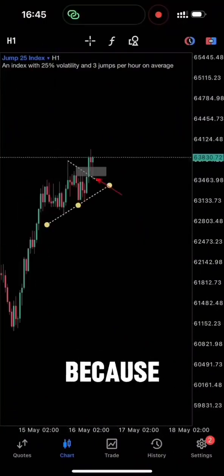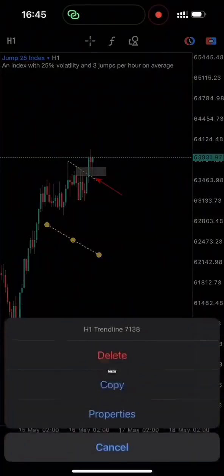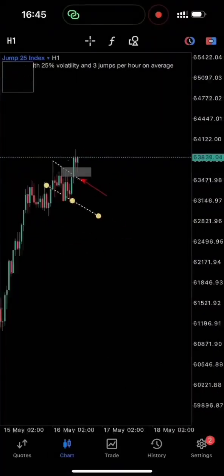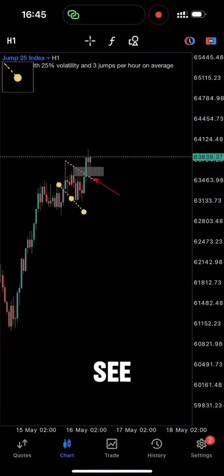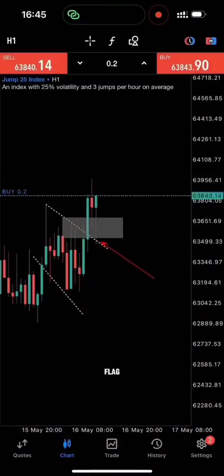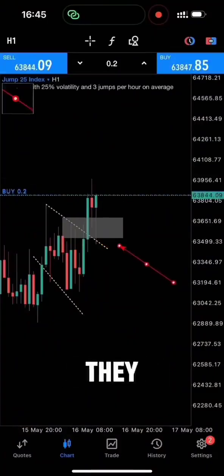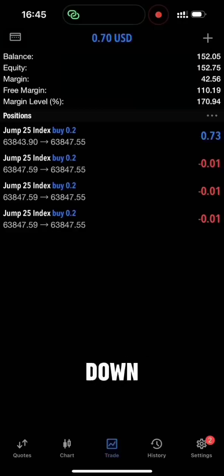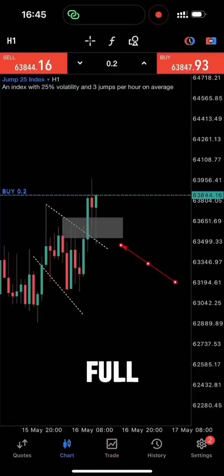So those are the ones we are using to find the entries. Upon doing that, we can see that this is a bullish flag. Bullish flags go up, bearish flags go down. So anyway, we go full margin. All right, let's go full margin.